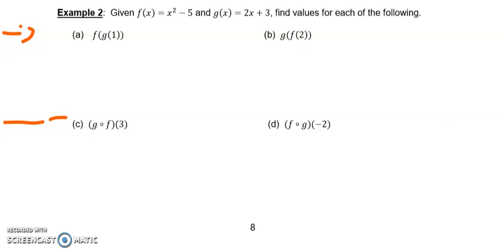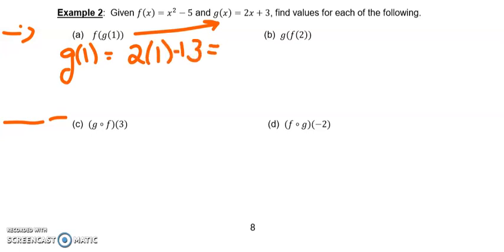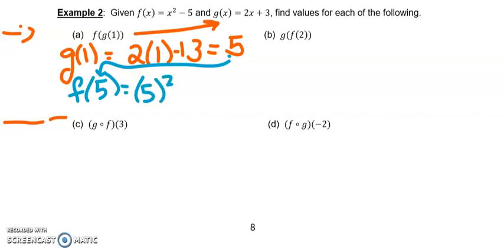So I'm going to start here and I'm going to do A. I'm going to take the number 1 and it's going to get plugged into function G. So you do G of 1, 2 times 1 plus 3, and I get out 5. That 5 goes into F. So now you do F of 5. So this number right there is going to go into the F function, which is 5 squared minus 5. So you're going to get 25 minus 5, and you're ending up with 20 as your answer.